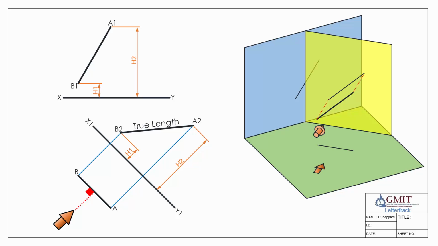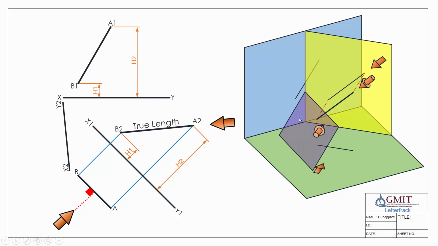So now that we have the true length of the line, this is the view that we're going to look along to give us the point view. So we're going to look along our true length line, we're going to project a second auxiliary. So our second auxiliary, our x2, y2 line, again perpendicular to our true length line, always the same, it's always going to be perpendicular to the true length line.